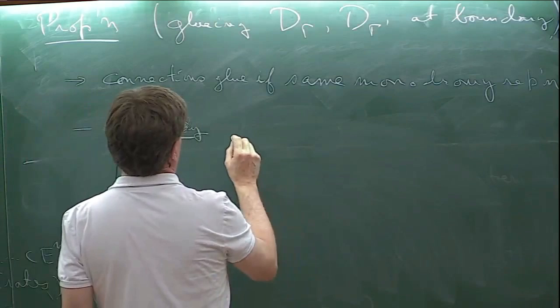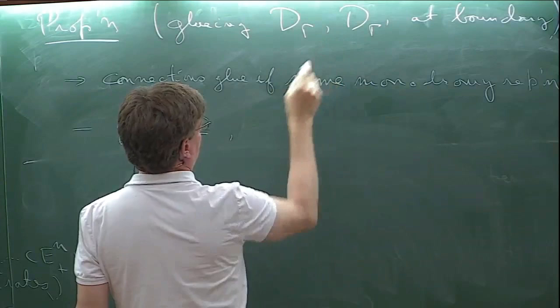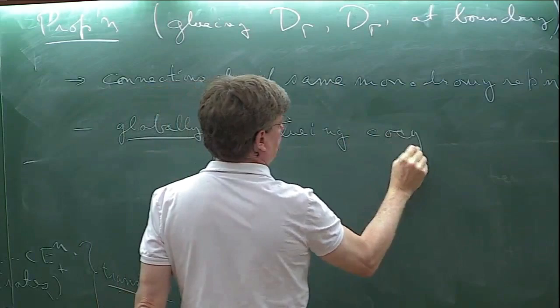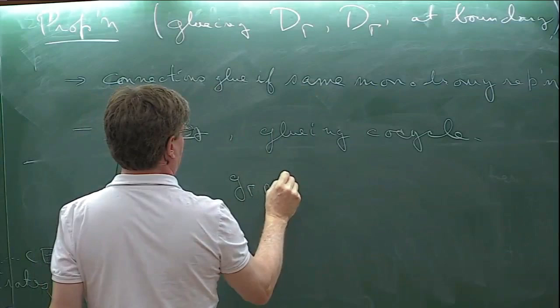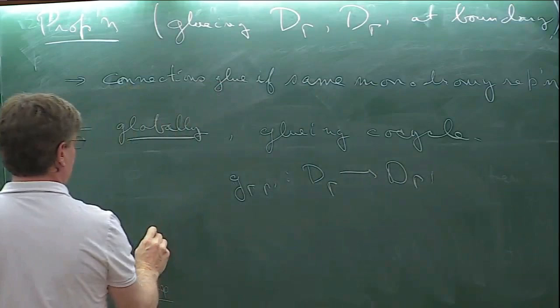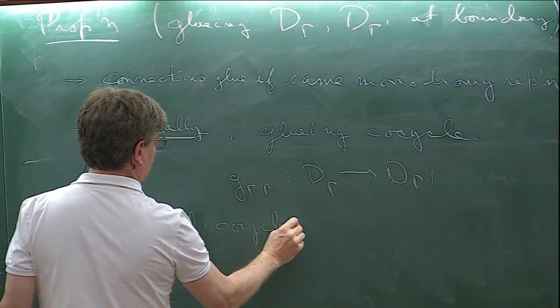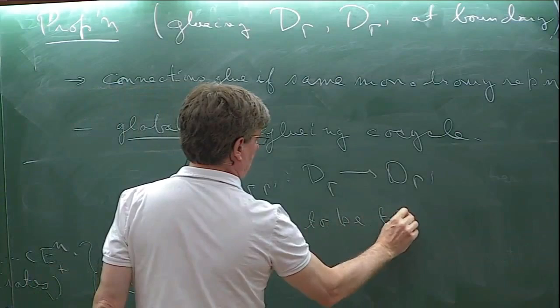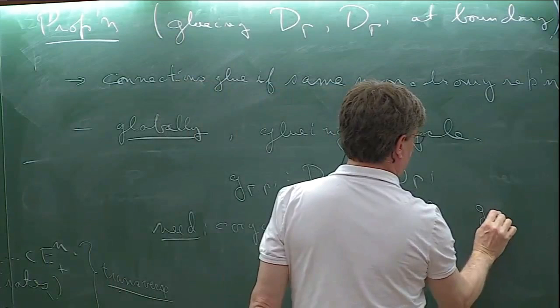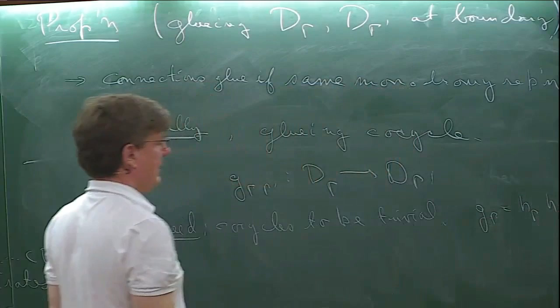So what do you have? You have a gluing cocycle, which is a gauge transformation, G gamma gamma prime, for gluing D gamma to D gamma prime. So you need the cocycles to be trivial. So G gamma should be essentially H gamma prime, G gamma gamma prime, sorry, and continuous to the boundary.